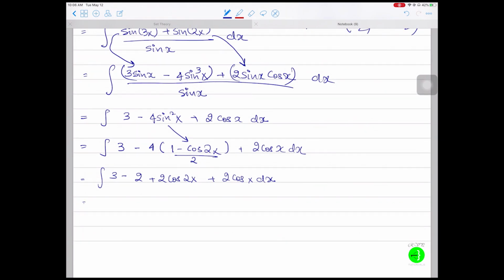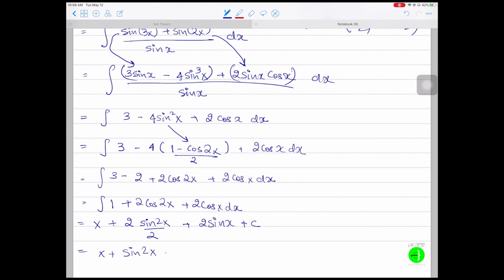So solving this integral, we know it's 1 plus 2 cosine 2x plus 2 cosine x dx, and now we can just integrate these terms. Integration of 1 is x. This is 2 times cosine 2x, which is sine 2x over 2, plus 2 times sine x plus c, which is x plus sine 2x plus 2 sine x plus c, which is our answer.